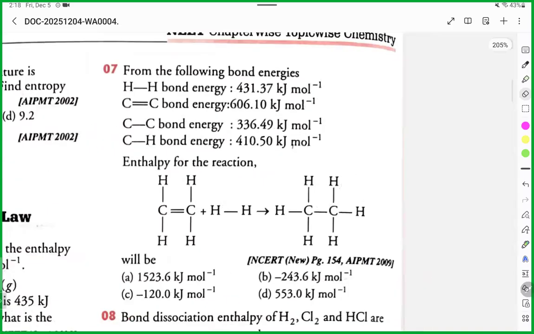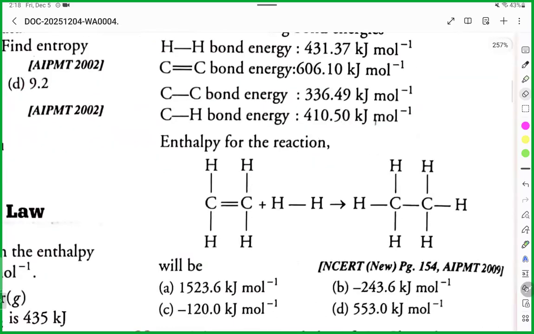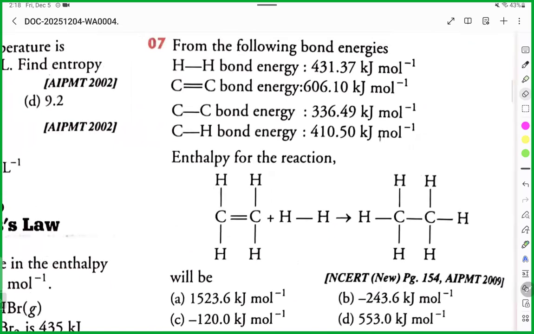So this question is the same, bond dissociation energy. Bond energy means bond dissociation energy. How will you calculate here? If you want to calculate enthalpy of the reaction, it is enthalpy of the reactant minus enthalpy of the product. What is the reactant? We are talking about quantization. What is the reactant? You have 1, 2, 3, 4. 4 carbon hydrogen. Carbon hydrogen together.